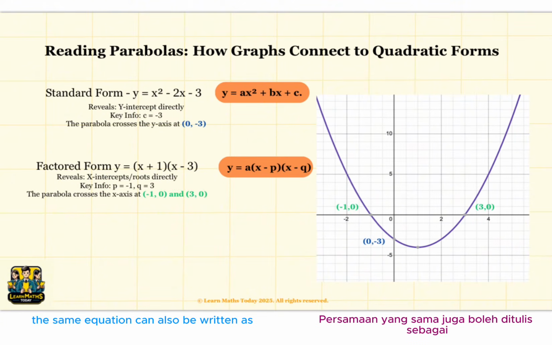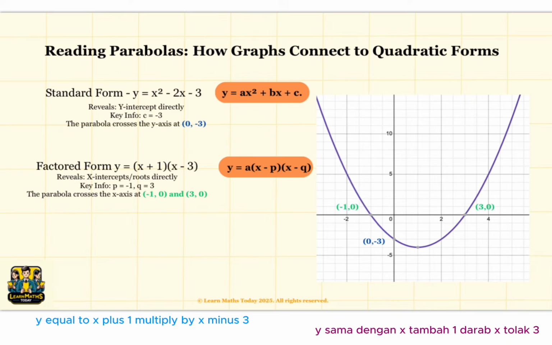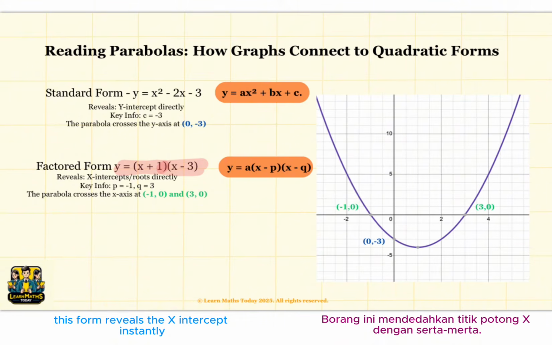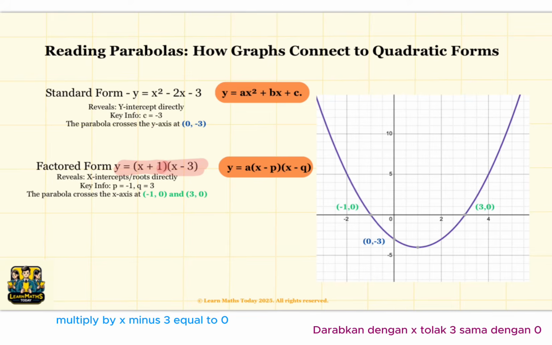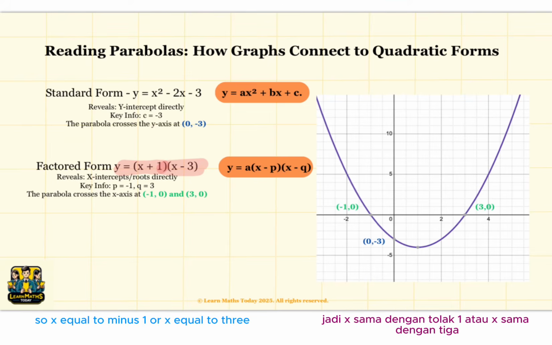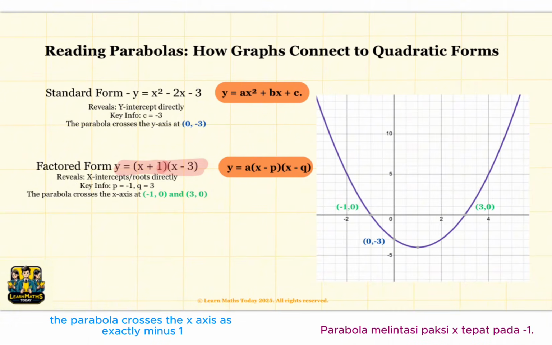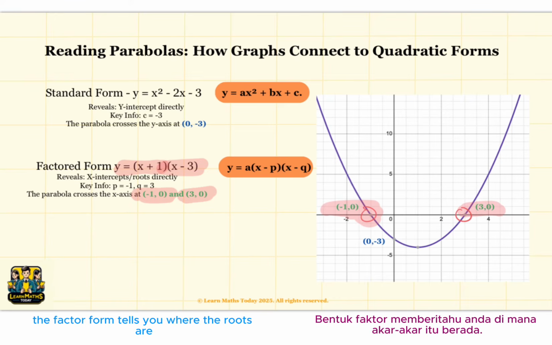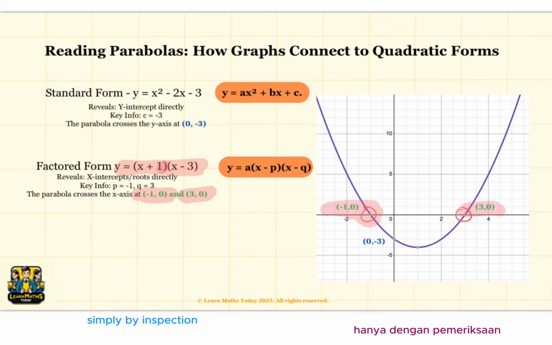The same equation can also be written as y equal to (x plus 1) multiplied by (x minus 3). In this case, this form reveals the x-intercepts instantly. When y equal to 0, we get (x plus 1) multiplied by (x minus 3) equal to 0, so x equal to minus 1 or x equal to 3. Look at the graph. The parabola crosses the x-axis at exactly (minus 1, 0) and (3, 0). The factored form tells you where the roots are simply by inspection.